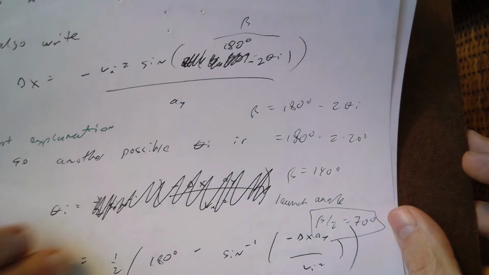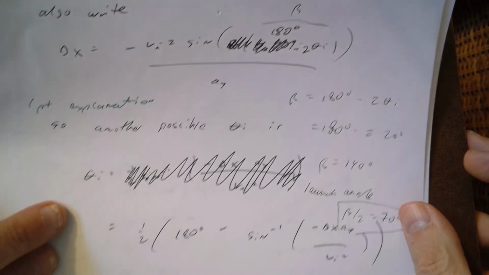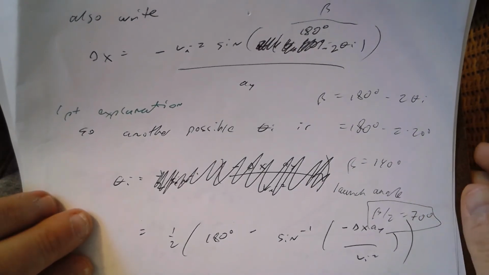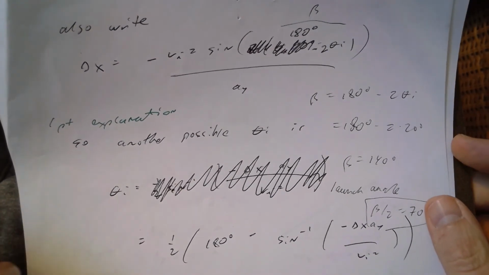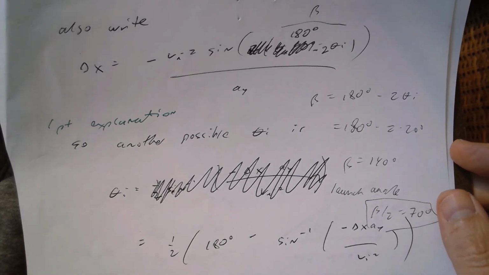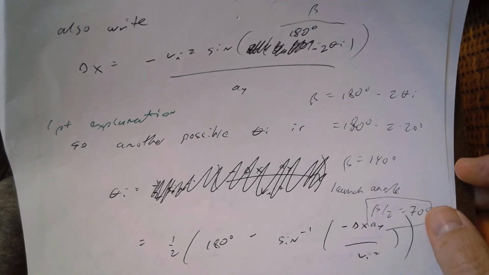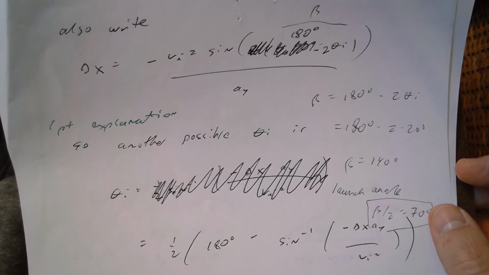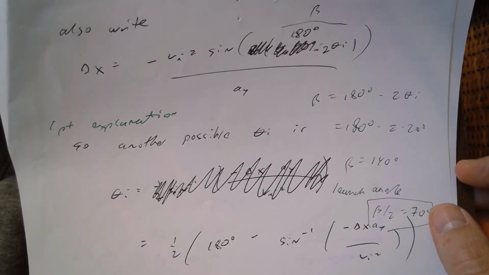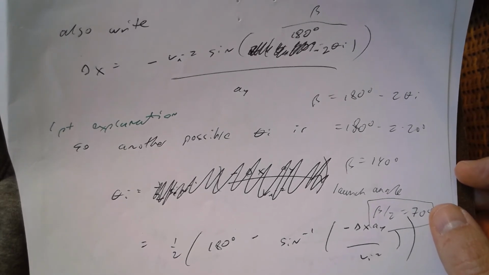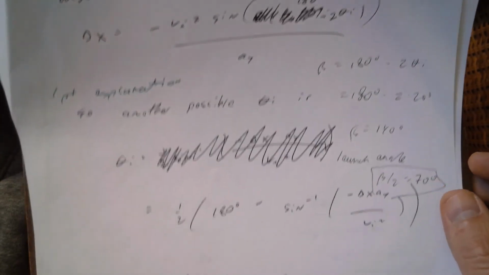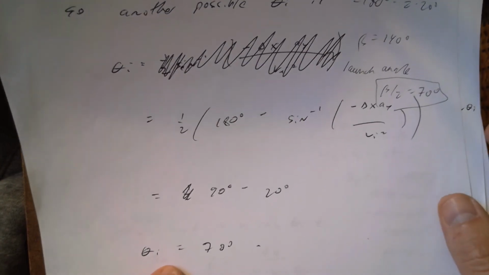So what this means is that you can launch a projectile with the same speed from two complementary angles. Notice that 70 degrees is complementary to 20 degrees, and they will both have the same range. And we'll see that in class. I'll show you that with an animation. So the second possible launch angle was 70 degrees for this problem.